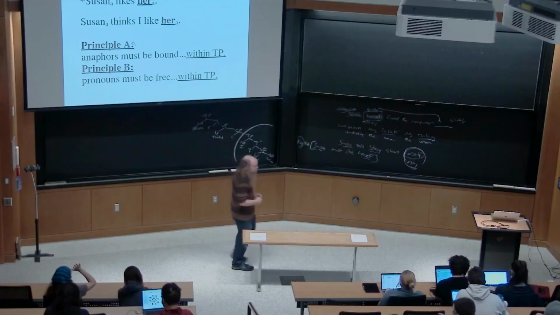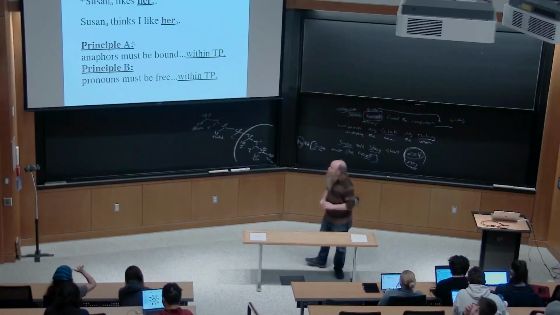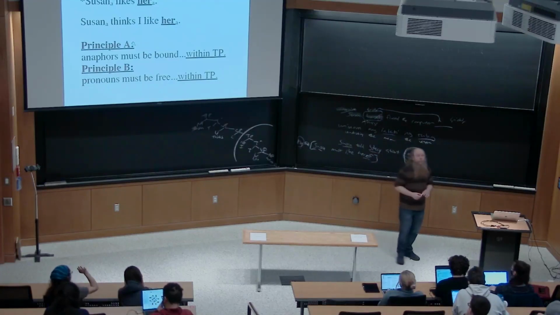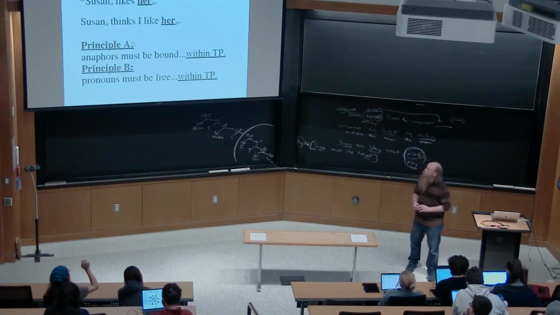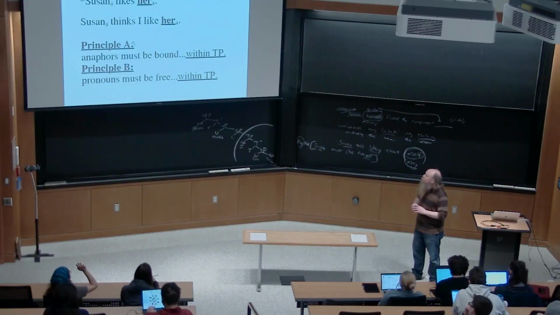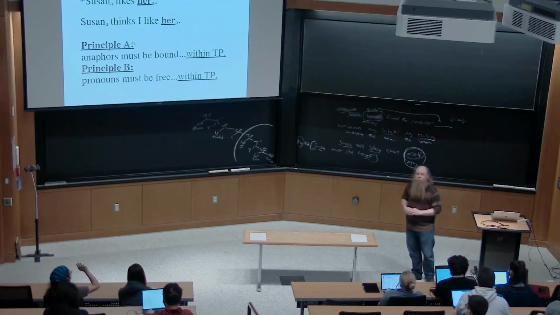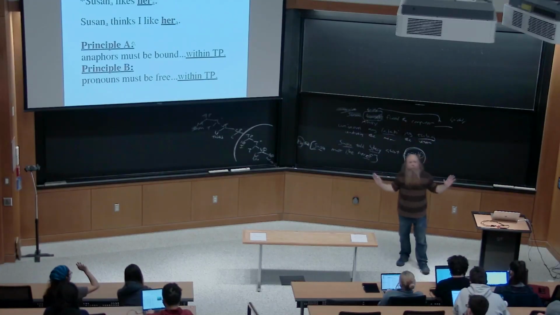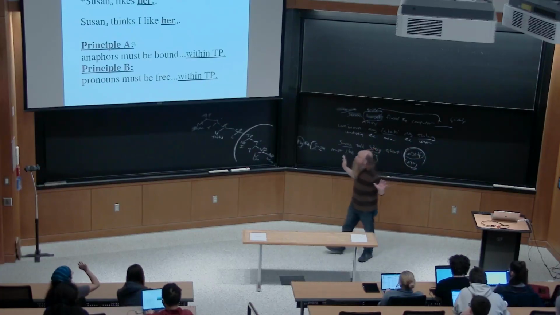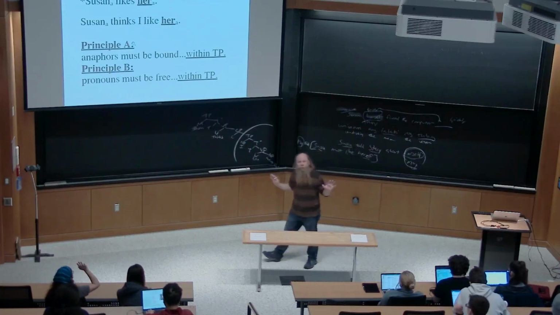Similarly, we've now seen, thanks to principle A, that you cannot say "Susan thinks I like herself," where herself refers back to Susan. And principle B says pronouns have to be free within TP. So "Susan thinks I like her," where her refers to Susan. Fine. It doesn't have to refer to Susan, right? It can refer to anybody. It can be free regardless of whether it's bound by Susan or not, free within TP.